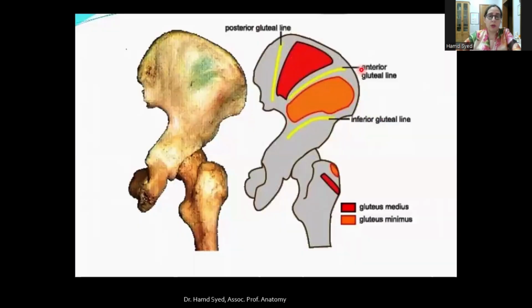Now, if we look at the origin of the gluteal muscles, you can see these shaded areas on the outer surface of the ilium are representing the sites of origin of gluteus medius and minimus. So this red portion between posterior and anterior gluteal lines is representing the origin of gluteus medius, whereas the orange part between anterior and inferior gluteal lines is representing origin of gluteus minimus. Both muscles are inserted onto the greater trochanter of the femur.